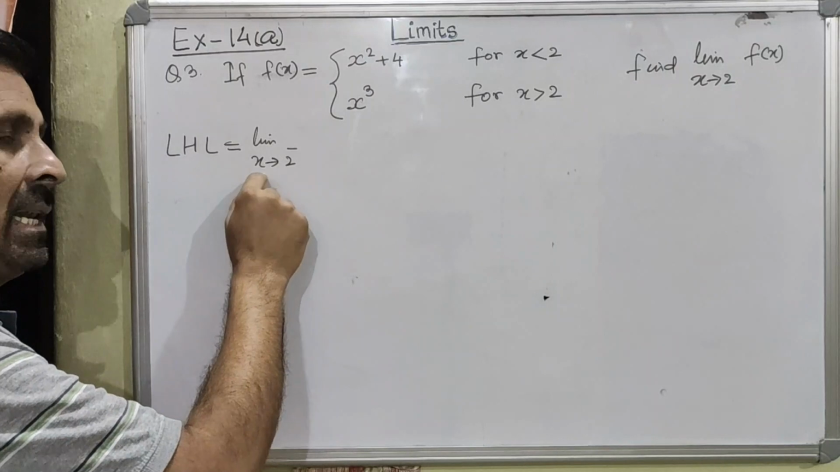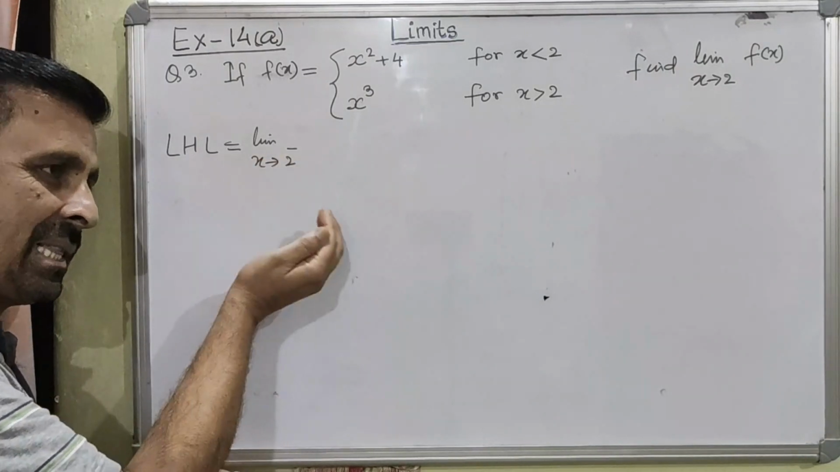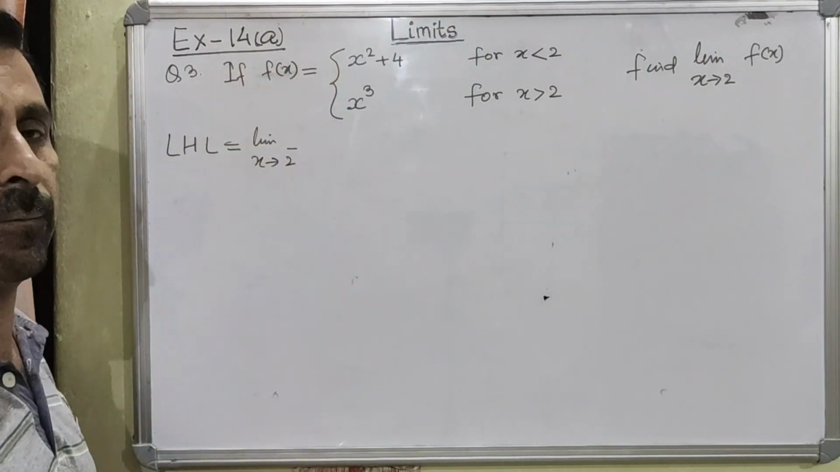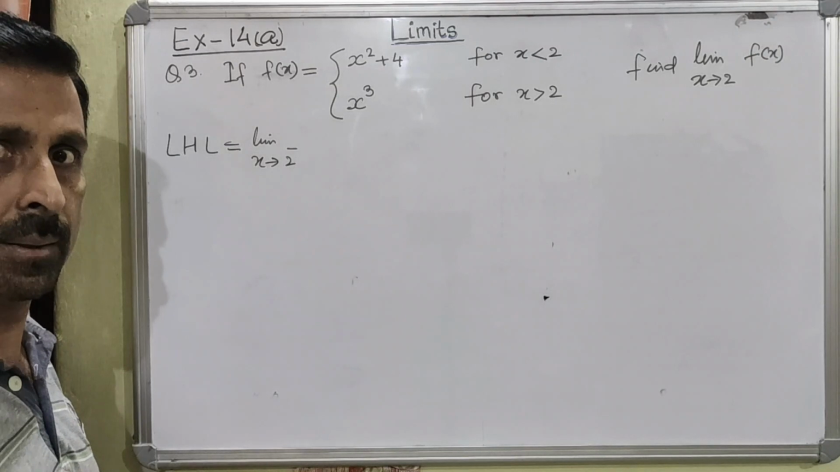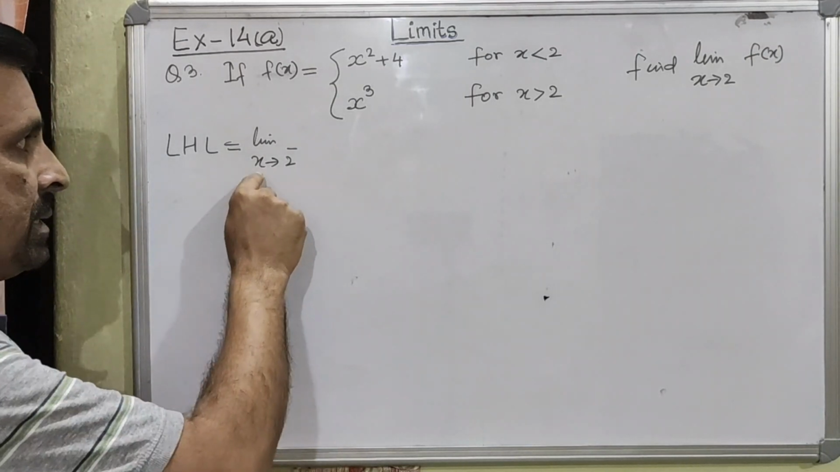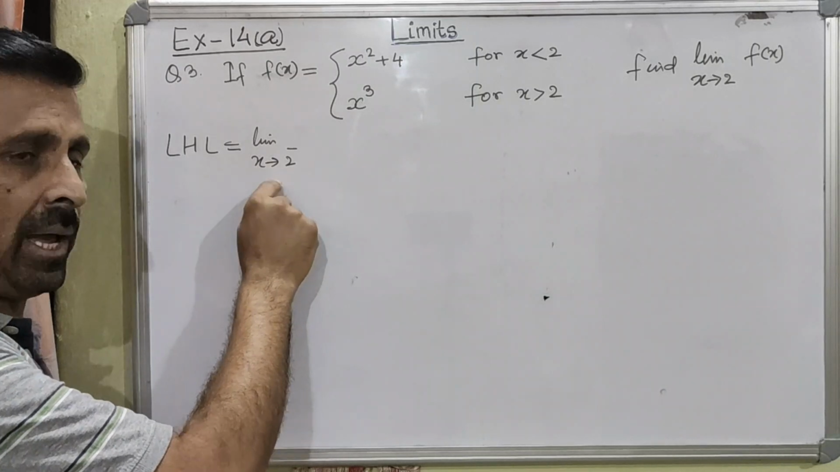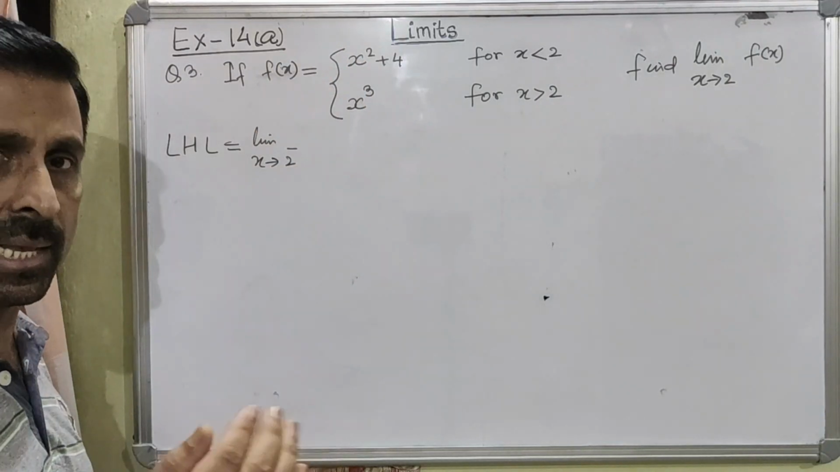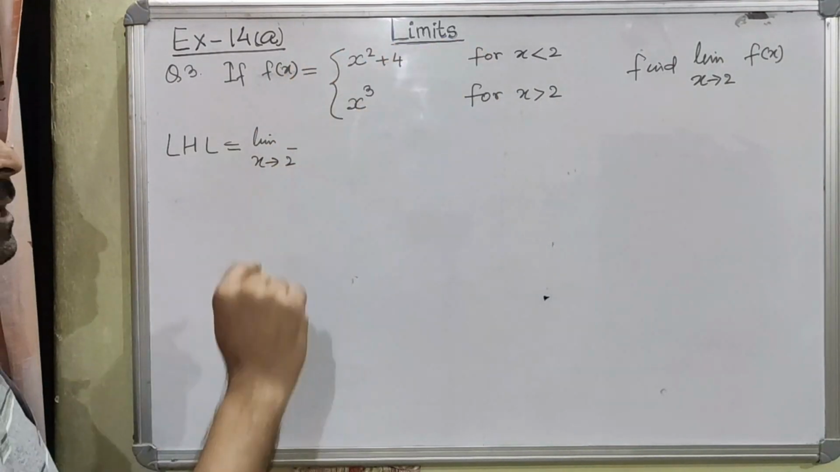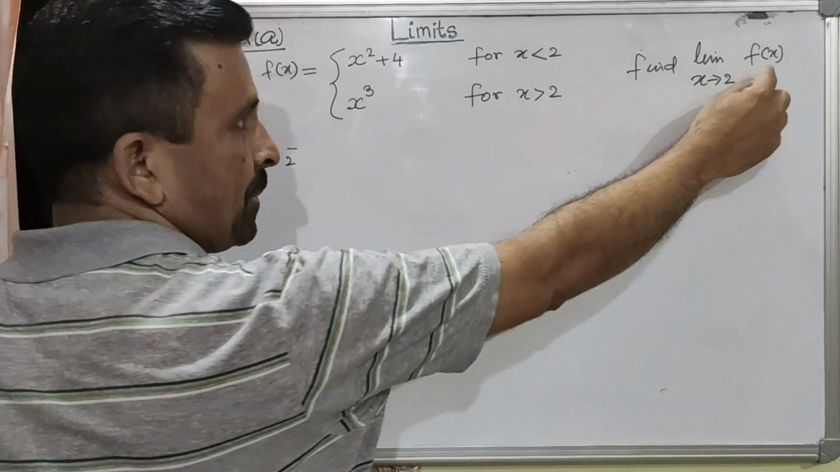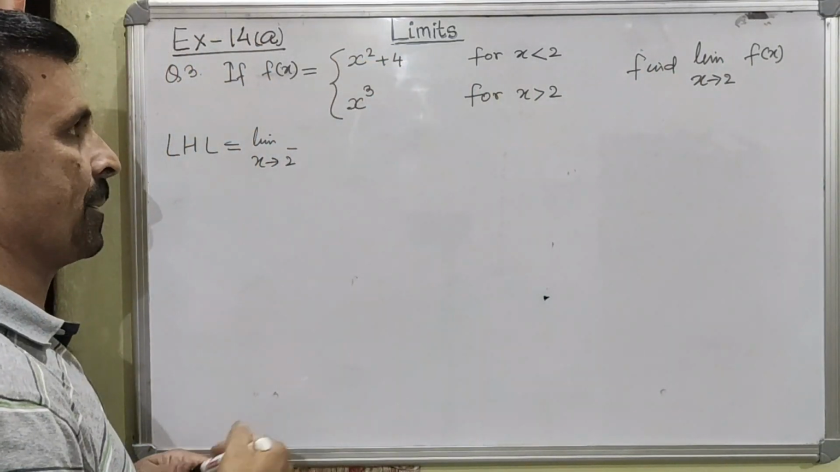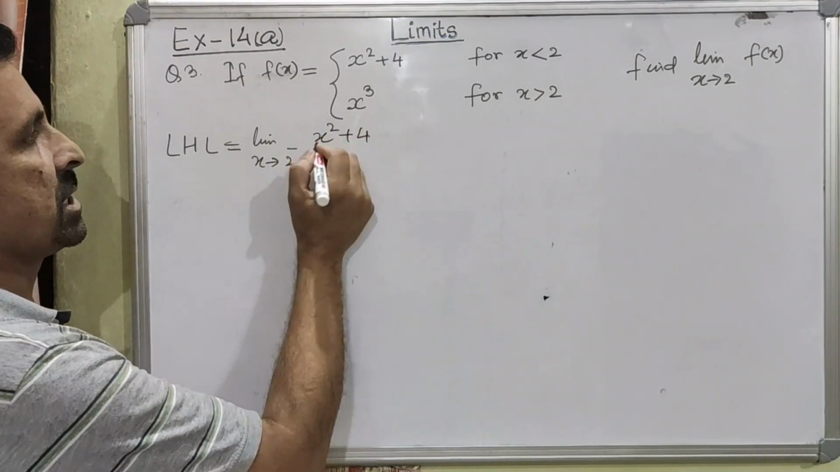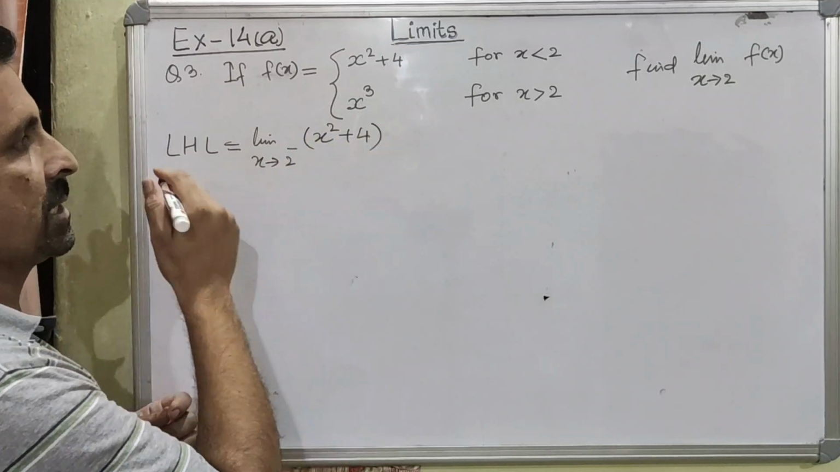You are calculating the left hand limit, and here x is not 2. It is a little less than 2. That means the value of x is less than 2. Now in which function do you see the value of x less than 2? Obviously, the first function. So in place of this f(x), we will write x square plus 4. We will choose this function and find the limit of this function.